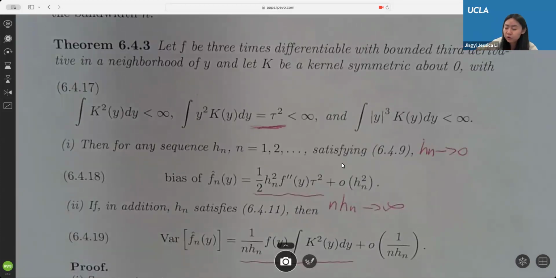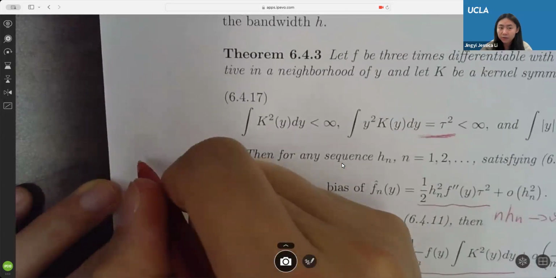Okay. So for this particular y, the bias has a dominant term that depends on the bandwidth squared and the second derivative of the density at y. So what does the second derivative reflect? Concavity? Yeah, it's about the curvature, right? So basically, the first derivative reflects the local slope, and the second derivative reflects the curvature. And what this means is, let me just give you an example for you to understand.